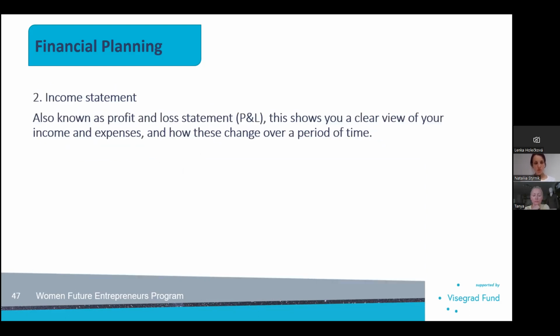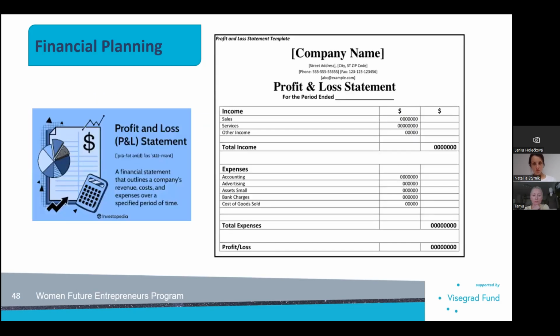Then we have our income statement or profit and loss statement, výkaz zisku a ztráty in the Czech language. And it's a clear view of our income and expenses, our revenues and expenses. And as you can see here, we have some incomes from our sales, services, etc., and also our expenses. And at the end of the year, we have some profit or loss.